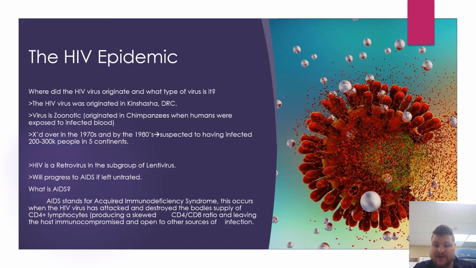It's a retrovirus, and it is actually part of the subgroup lentivirus. And the disease that it caused is AIDS, and it will progress to AIDS if it is untreated. What is AIDS? AIDS stands for Acquired Immunodeficiency Syndrome, and this occurs when the HIV virus has attacked and destroyed the body supplies of the CD4 lymphocytes, and then it will produce a skewed CD4-8 ratio, leaving the host immunocompromised and open to other sources of infection. So generally, it's not the HIV virus that's killing its host directly. Instead, it is weakening its immune system so much that the host cannot fight back.